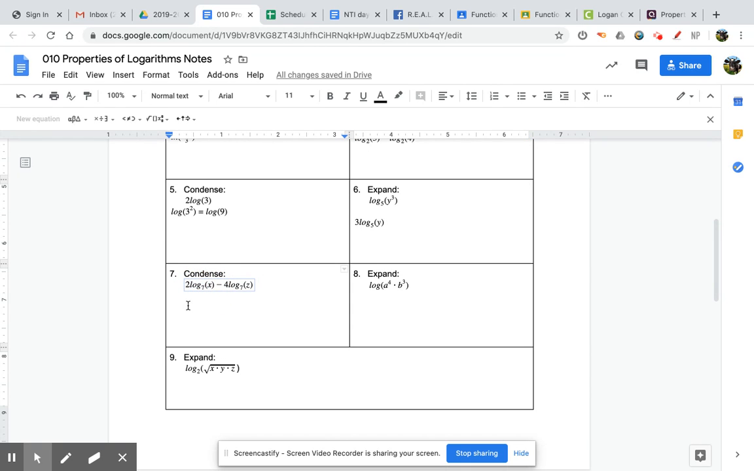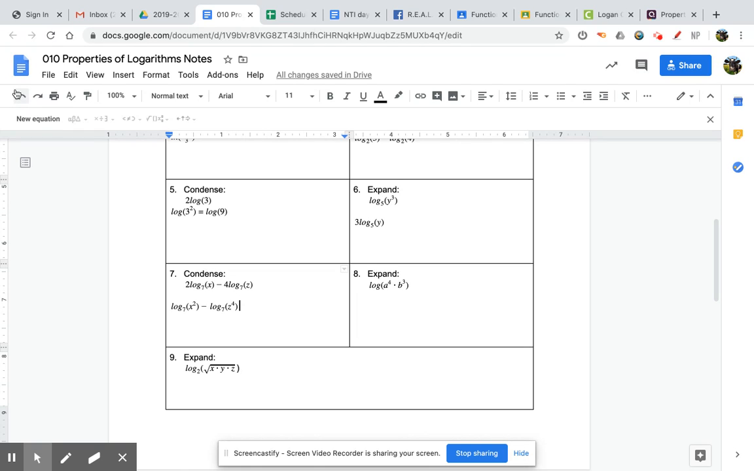So that's going to become log base 7 of x squared minus log base 7 of z to the 4th. So notice I did not try to combine that 2 and that 4. Okay, I left the 2 with the x, I left the 4 with the z. Then I have one more step.